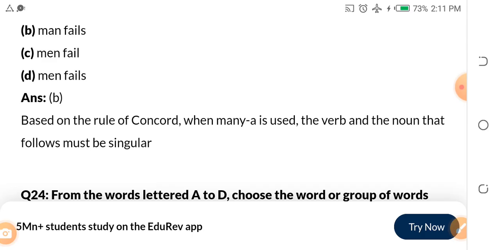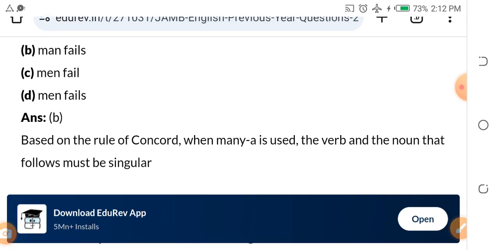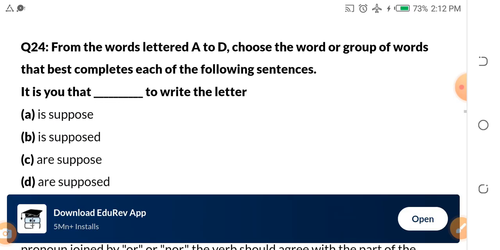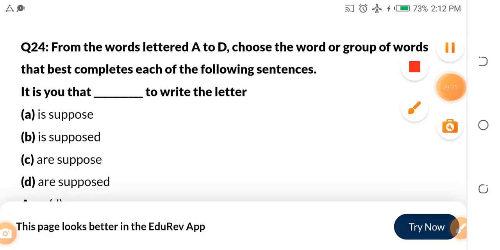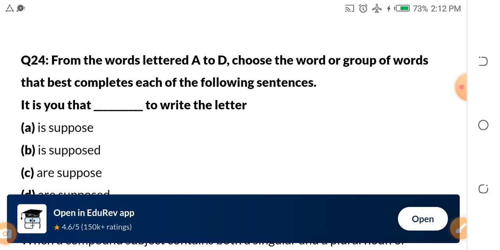Here is the reason. The answer is B. Based on the rule of Concord, when many a is used, the verb and the noun that follow must be singular. I hope you are learning. If I were you, after watching this video, I would quickly go to my textbook or go online and read up everything I can about Concord, the rules. There are several English rules called Concord rules, concordance, agreement of words.